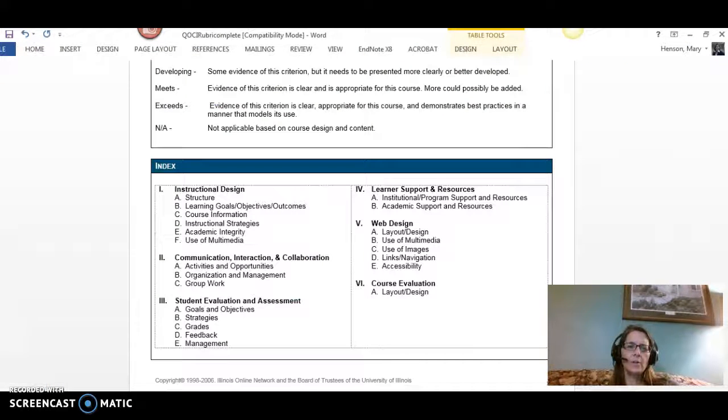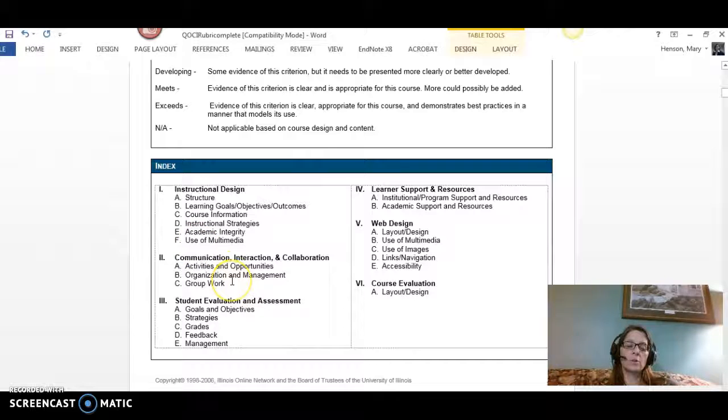As for the QOCI rubric itself, these are the main areas: instructional design, communication, evaluation, learner support, web design, and course evaluation. In the edX course that I reviewed, I found that the instructional design and web design were certainly strengths of the course, and due to the nature and the built-in lack of opportunities for interaction and collaboration, I rated it more lowly on communication and even student evaluation.